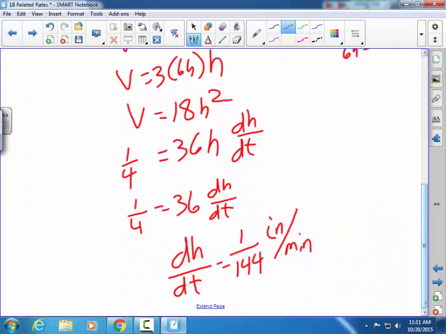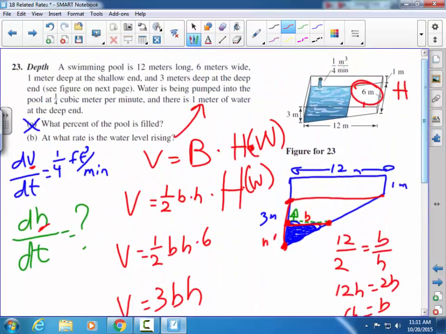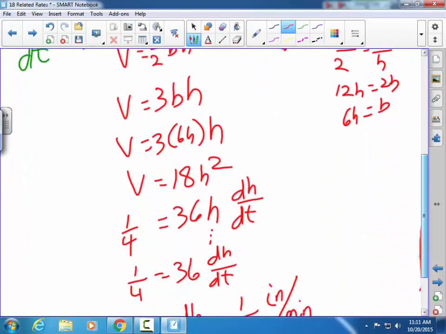How do these seem? Does this seem hard? Does this seem easy? Does this seem confusing? Does this seem like I don't care? Where did the H go? Where did the H go right here? Remember, we put in 1 for it, because we were asked to find out what was happening when there's 1 meter of water at the deep end. It would be equivalent to 144H if you weren't looking at the 1 meter. Yes, correct. Does everybody understand what she's saying?